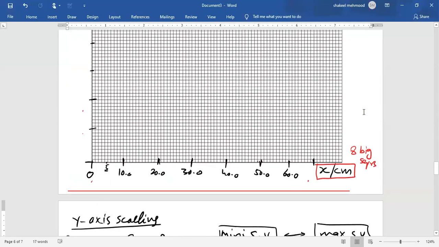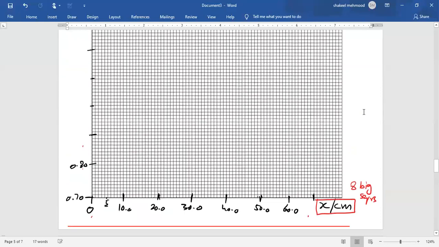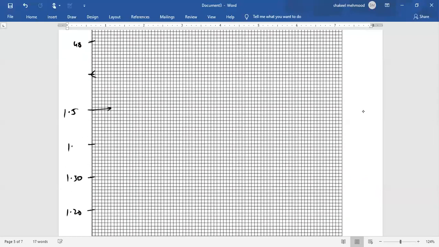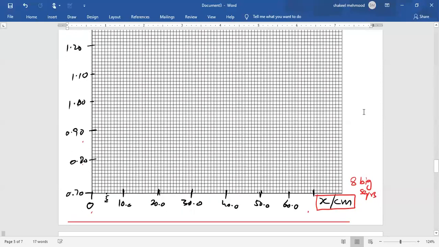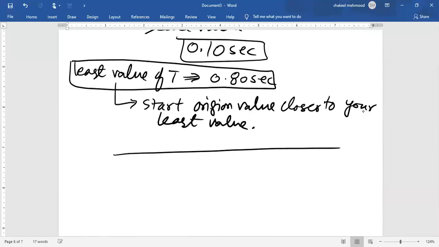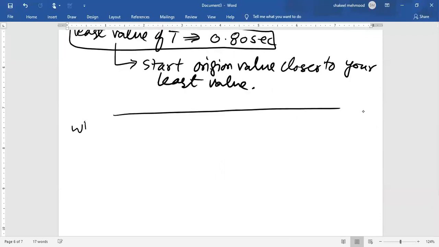Okay, so let me start it from 0.70, let's say. Then I have to keep scale value as 0.1. So 0.90, 1.0, 1.10, and then 1.20, 1.30, 1.40, 1.50, 1.60. So beta, now my scaling is completed, right? So this was the scaling thing. Scaling is very important. I have rushed through everything, but I have shared everything important. Okay, why is scaling important?